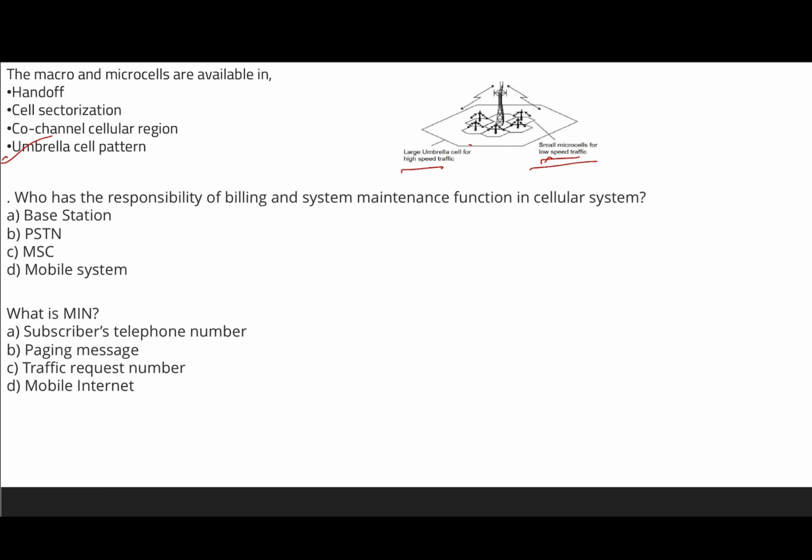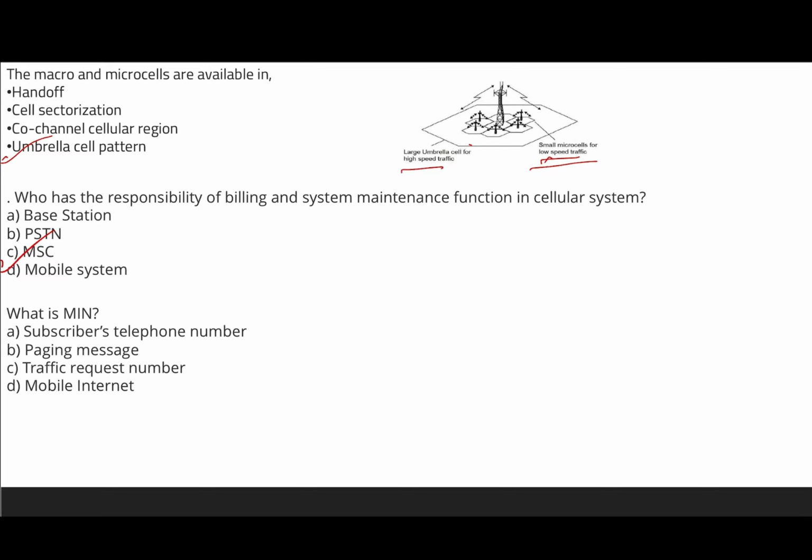Who has the responsibility of building and system maintenance function in cellular system? Option A, base station, option B, PSTN, option C, MSC, option D, mobile system. We had studied that the responsibility of billing and system maintenance is usually handled by the MSCs. So the answer is option C.